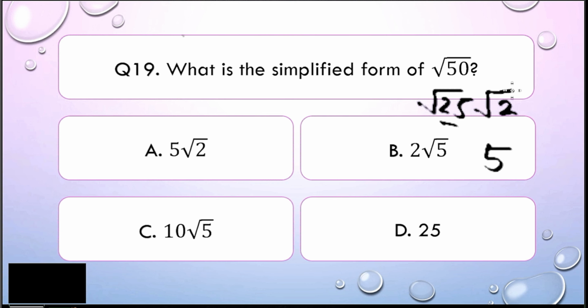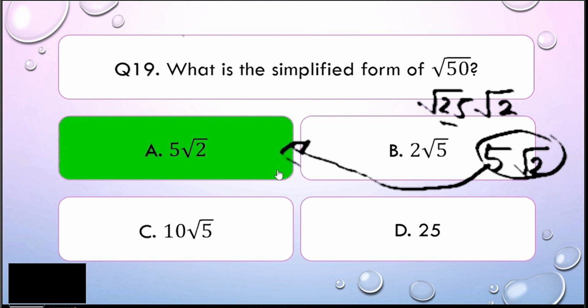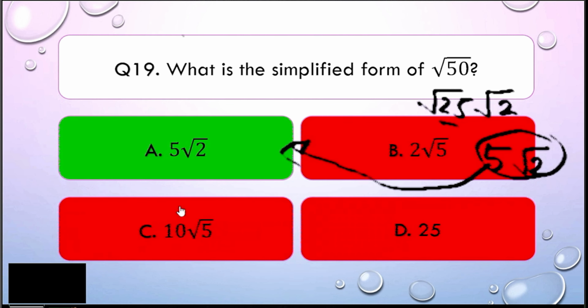Now, does the square root of 2 have a root? Okay, none. So therefore, if it doesn't have any square root, you just copy. So the final answer is 5 square root of 2, which is letter A. Alright, let's check whether we are correct. Okay. Easy, right? Very easy, my dear math learners. So I hope you got that one.